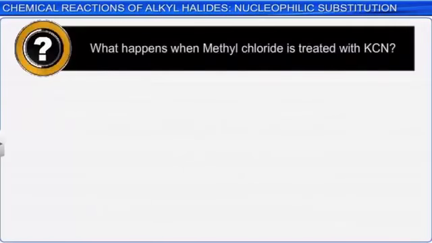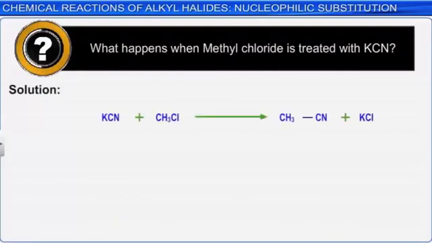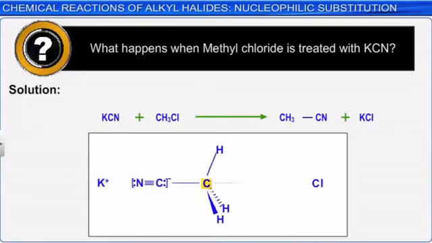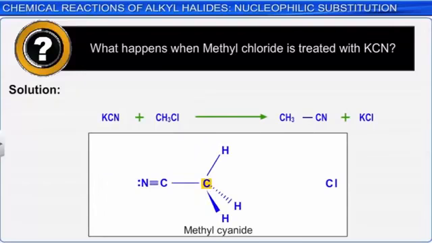What happens when methyl chloride is treated with potassium cyanide? KCN is ionic, so it generates a cyanide ion which attacks the carbon in the methyl chloride. In principle, the cyanide ion is ambident and could attack from either end.